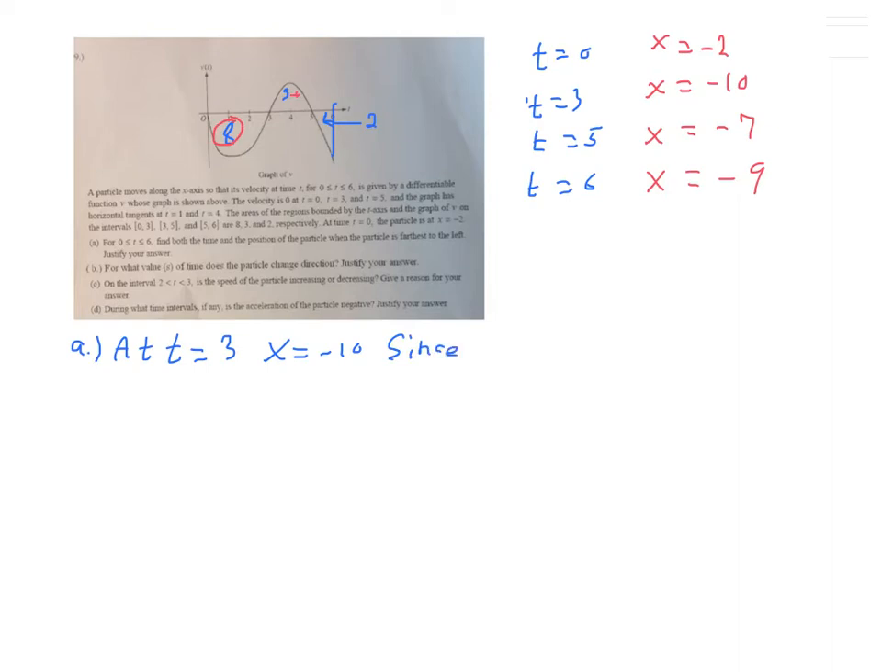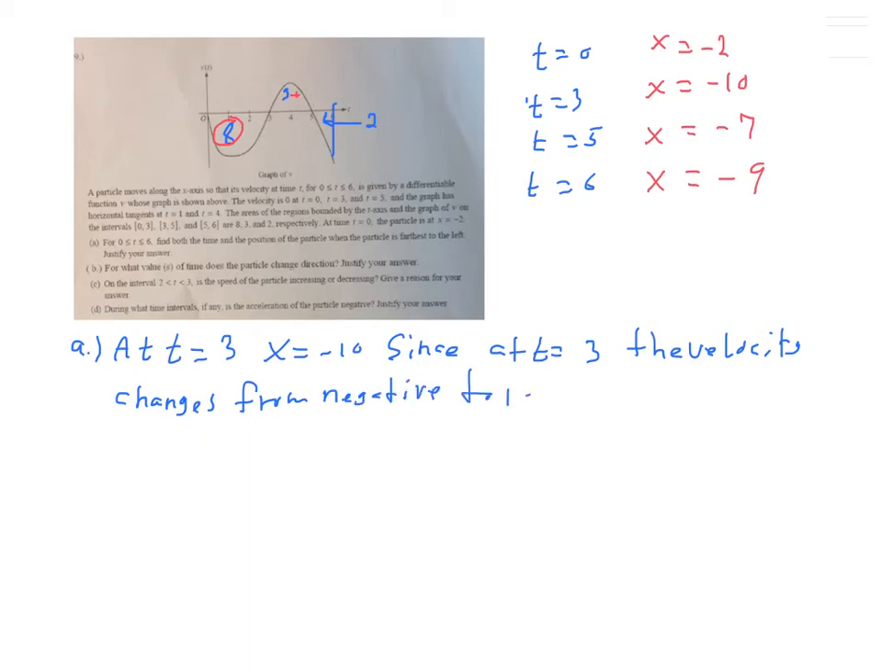since at t equals 3, our velocity changes from negative to positive. So that's where we have minimums, when the velocity changes from negative to positive.